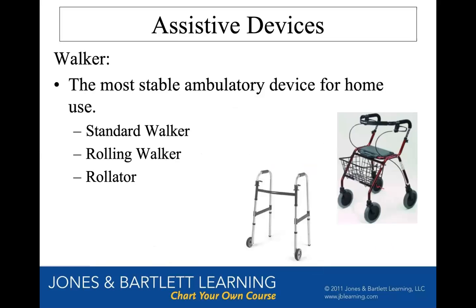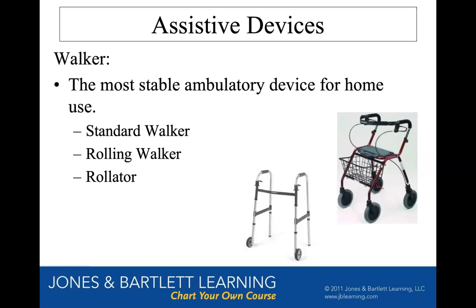Walkers, we've all seen different types of walkers. Besides parallel bars in the gym, a walker is the most stable gait training device for a person to use in the home and the community. There's standard walkers that just have 4 legs. There's rolling walkers that have 2 legs in the front, like you can see in the little one in the bottom picture, has 2 wheels and then 2 legs in the back.